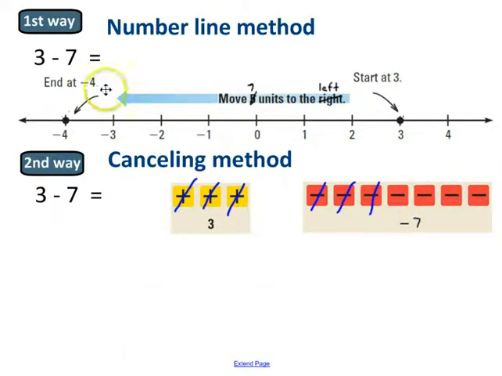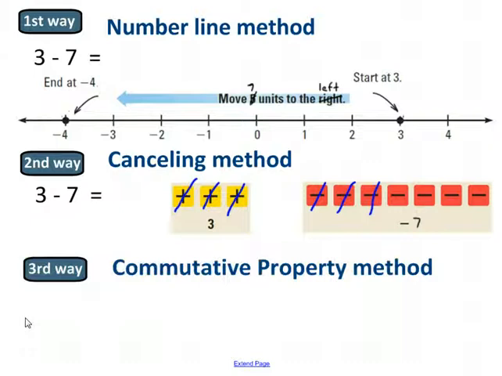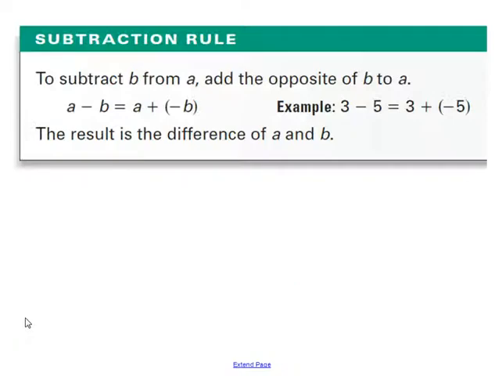In other words, -4. The same answer that I got here, which makes sense because both of these are the same question. Well, those are the first 2 ways I talked about with addition. There was a third way for adding negatives, the commutative property method, and we'll get to that in a few slides. But before I do, I want to point out one other idea, something called the subtraction rule.